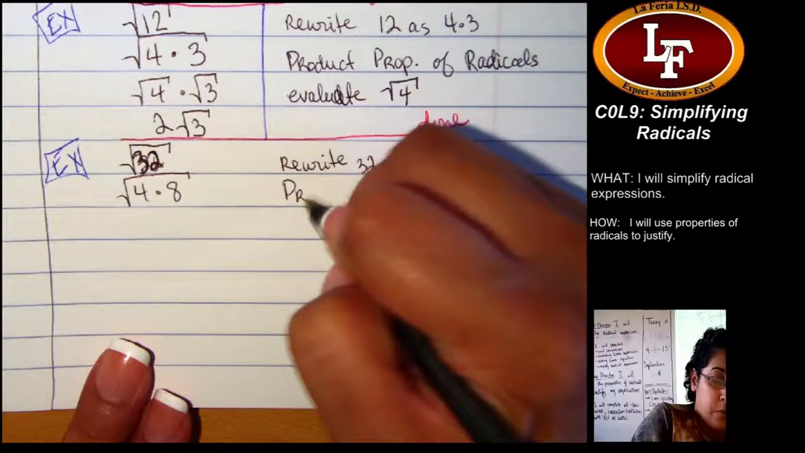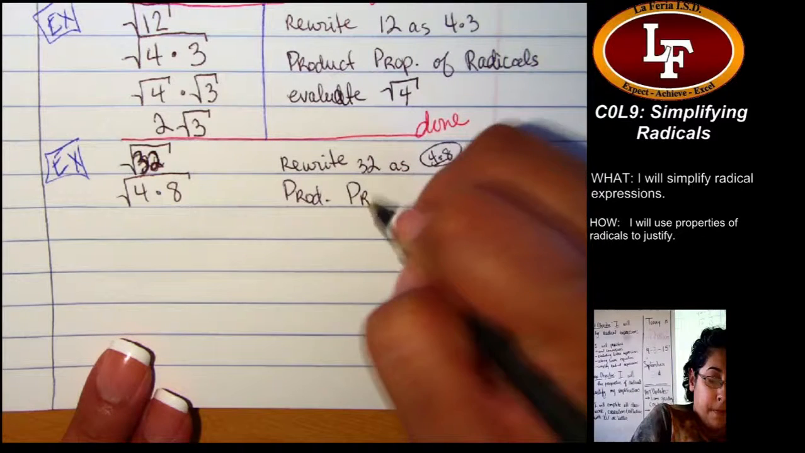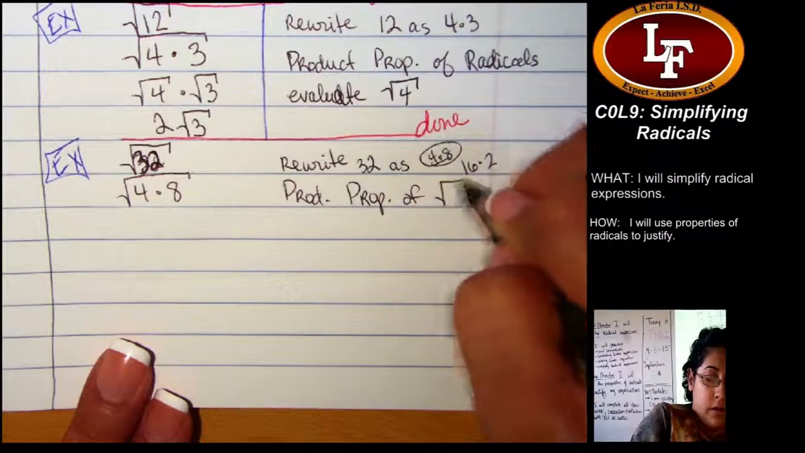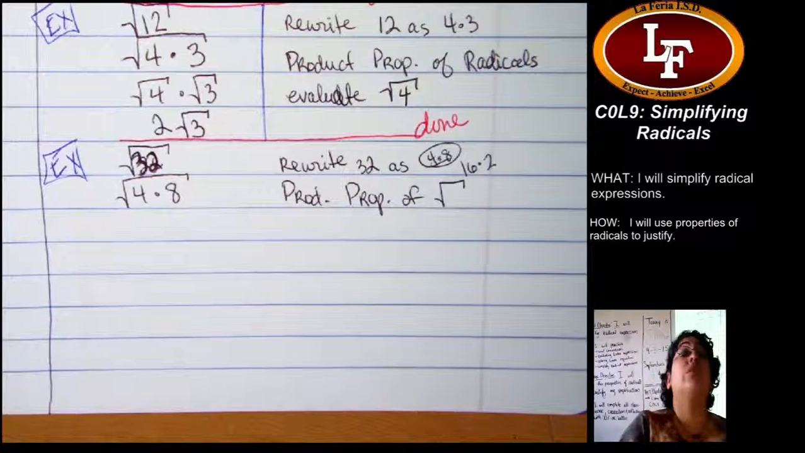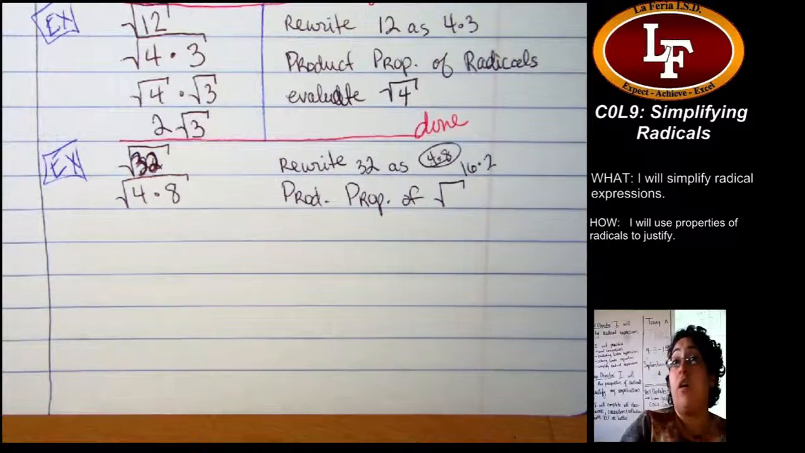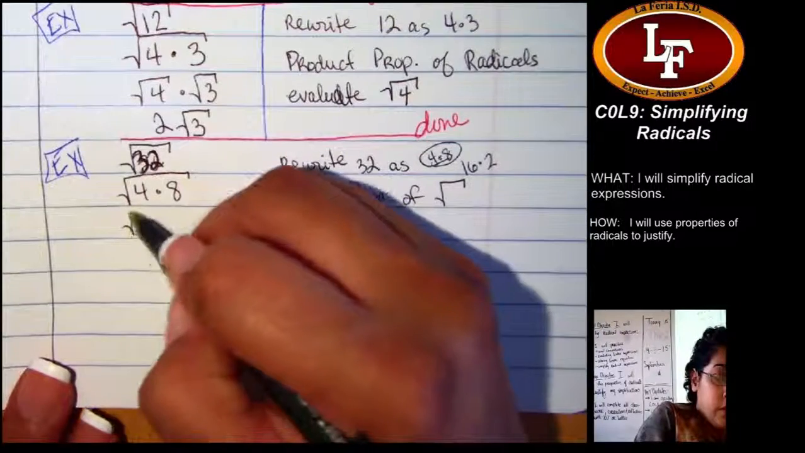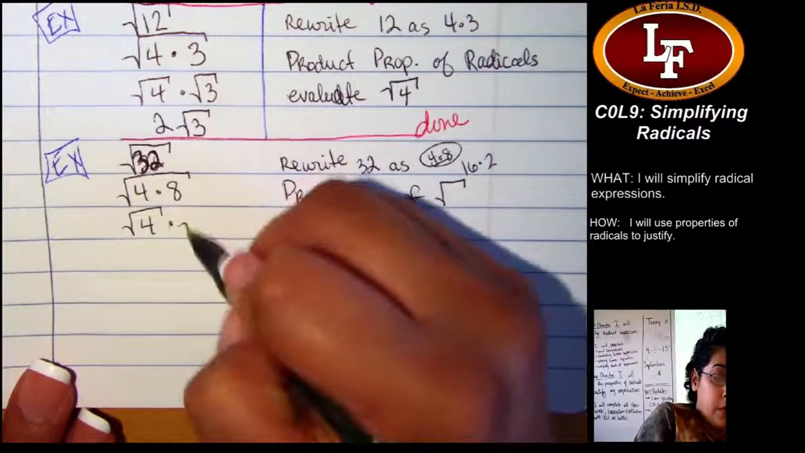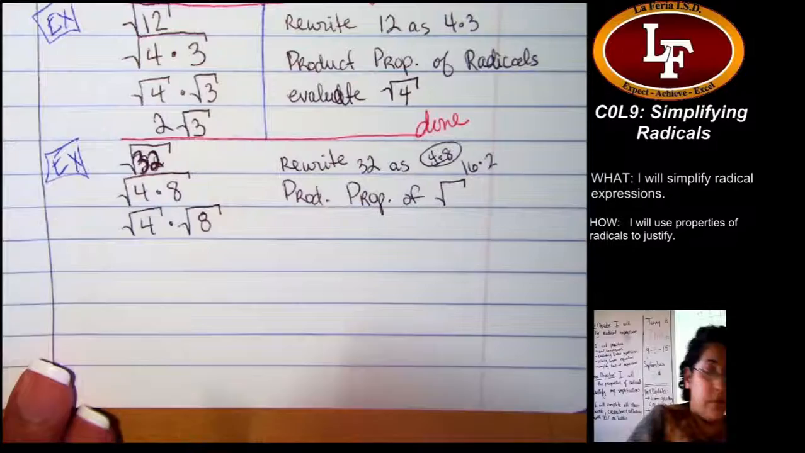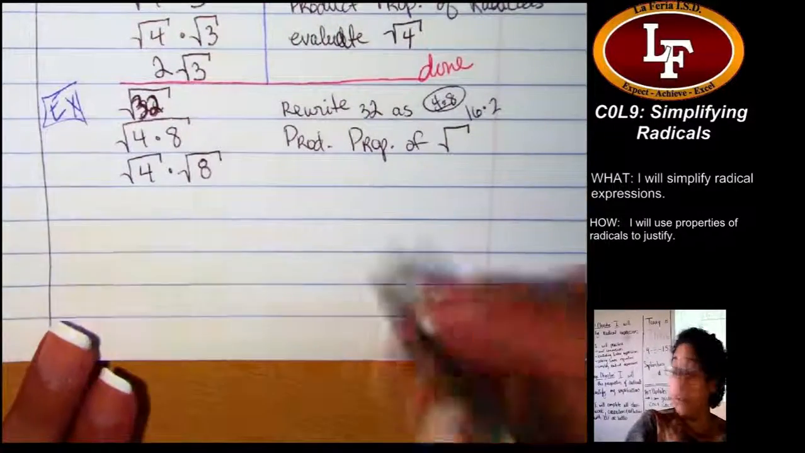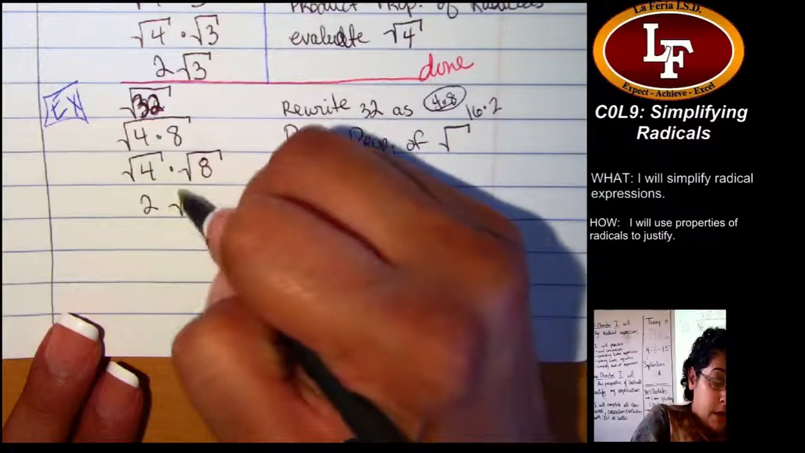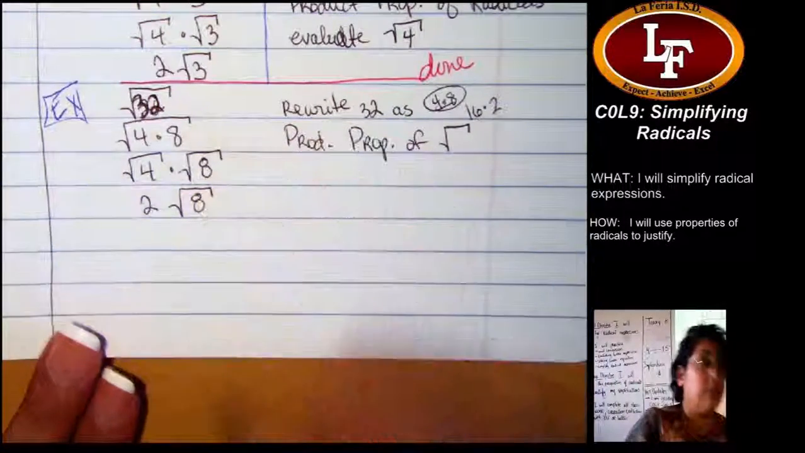Using our product property. Notice how I'm starting to abbreviate the justifications. On your homework, please don't abbreviate. Write them all out. On the notes, I will be abbreviating for space and time. Your homework, you have to write out the full words. Using the product property, I'm going to split the radical. So now I have the square root of 4 times the square root of 8. The square root of 4 is 2. And the square root of 8 I have to leave there.